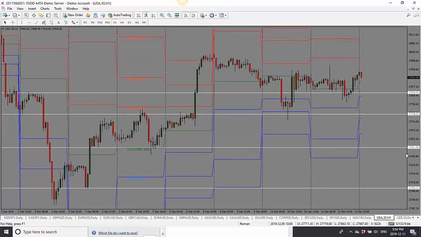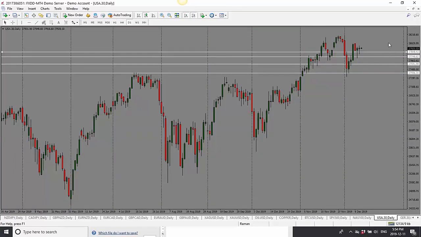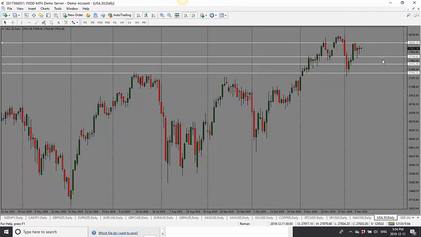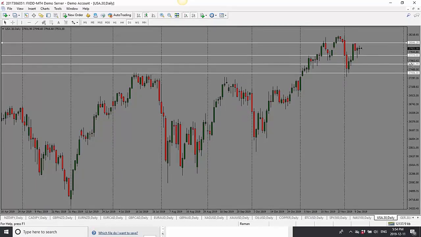Next one here, we have Dow Jones. This one is completely neutral here. We do have a neutral candle close. Price hasn't really done a whole lot. Looking for it to drop here, 27,780 is the first target. Again, bias is neutral, but we could see a drop here as well.